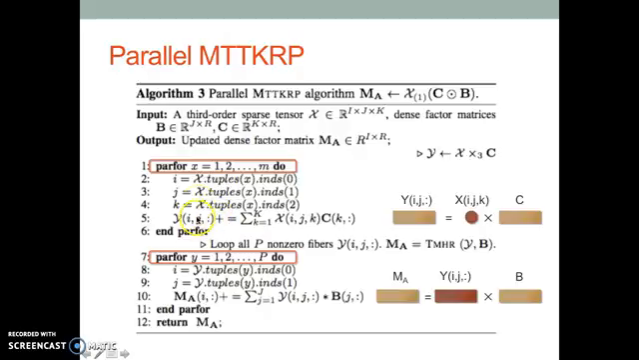There are two parallel for loops here. In the first parallel section, the main operation is to compute each non-zero entry from the sparse tensor with a dense vector from the matrix, and then generate a dense vector stored in Y. After this parallel for section, we get the intermediate tensor Y, and then we use Y to do an element-wise product with the matrix B to generate a matrix MA.